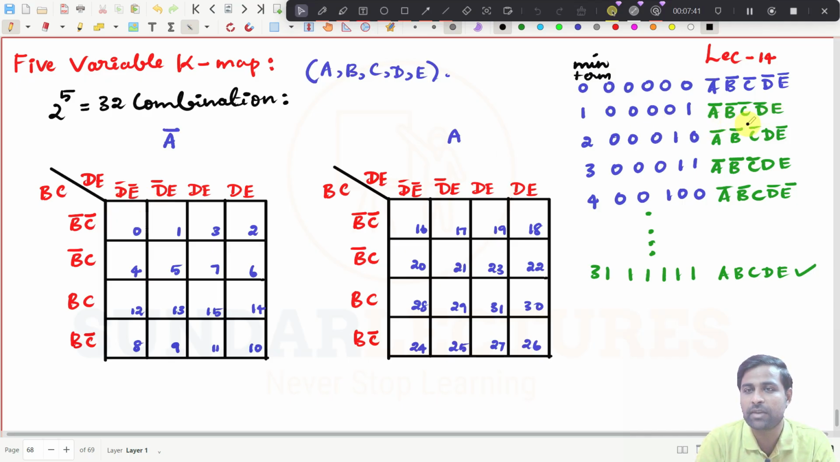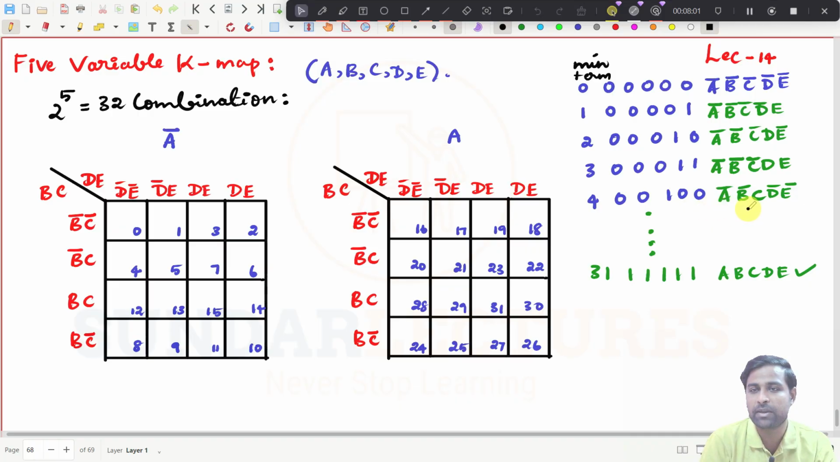And what is the next one? It is A bar, B bar, C bar, D bar, E. A bar is here. Try to understand. And I have to see B bar, C bar, D bar, E. B bar, C bar is here. Where is D bar, E? It is here. So this is 1. Can you understand what is happening over here?